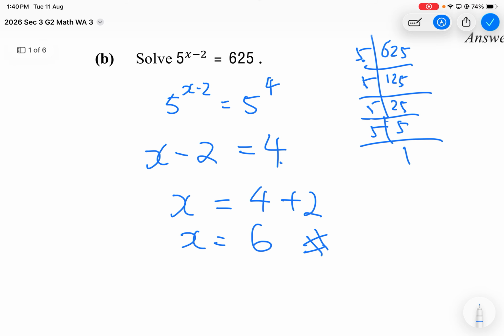Okay, base the same, power must be the same, so you can write down x minus 2 equals 4. Then, I add 2 on both sides, x equals 6.